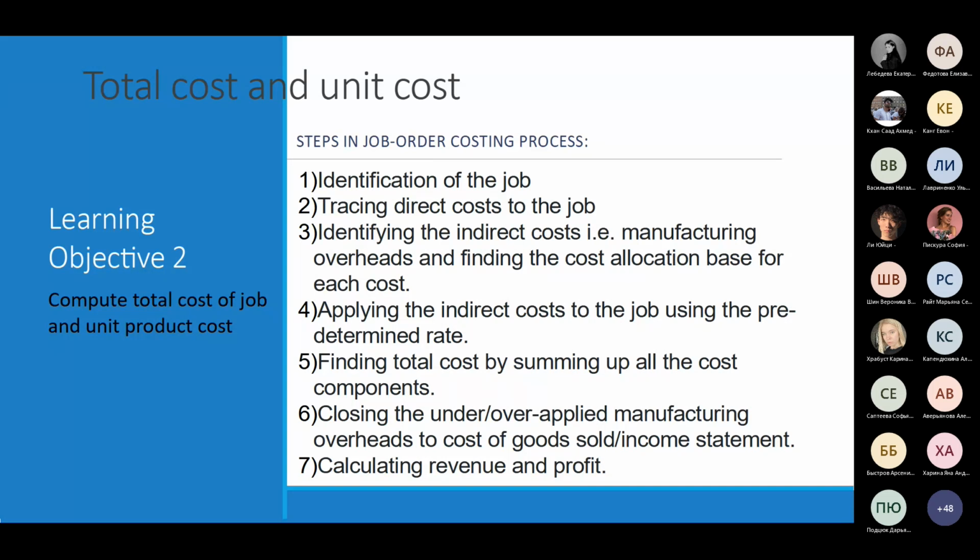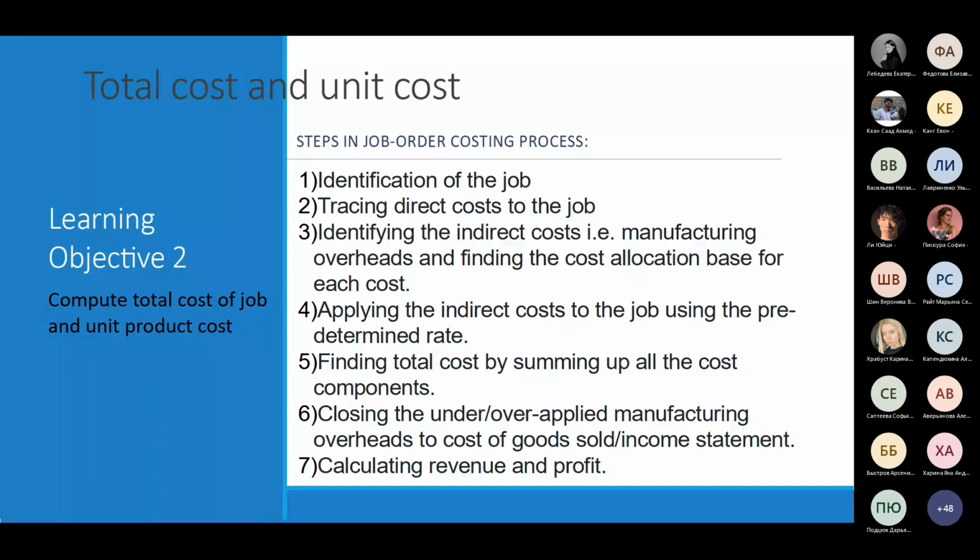And at the end of the period, we have to make some adjustments related to the recognized portion of the predetermined overhead. Then we find the total cost by summing up all the cost components. So at the end of the period, or before the shipment of the job results to the client, we have to sum up all the costs and calculate the cost of the job. Step number 6 is closing the under or over applied manufacturing overhead to the cost of goods sold and the income statement.